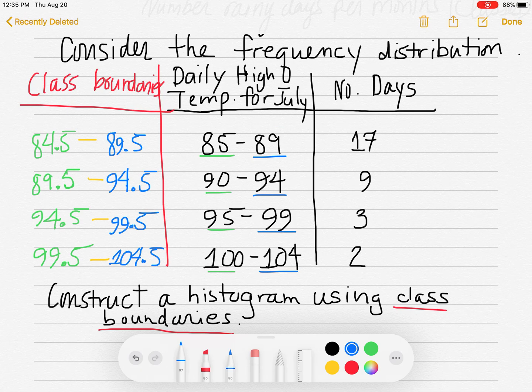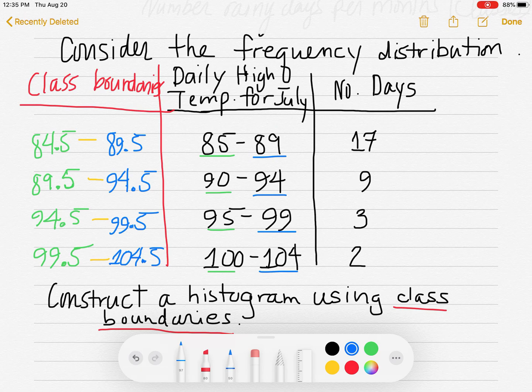So, what if one of the highs was 89.7 degrees? What if you had a day that was 89.7 degrees? Would it fall under that first category, 84.5 to 89.5, or would it fall under 89.5 to 94.5? It would fall under the second class, right? The second class, because 89.7 is above 89.5.